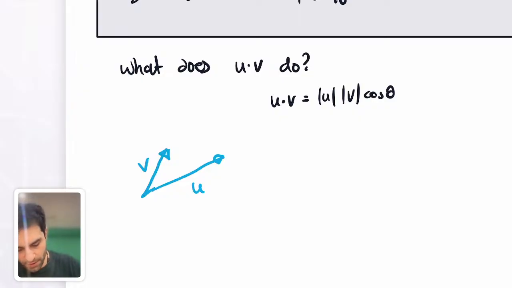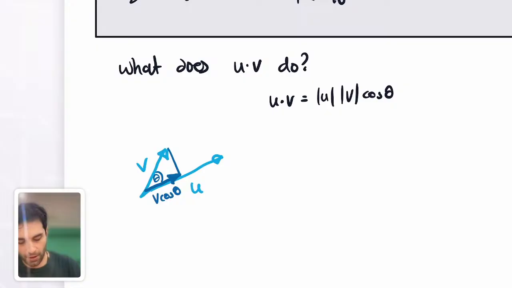So if I dropped this triangle over here, do you agree that this one over here would be v, and let's say that I knew the angle between them. Do you agree that this length over here would just be v times the cosine of theta? Right? So the length from here to here would just be v cosine of theta. Everyone's cool with that? Yep. Let's call this v parallel, if you like.